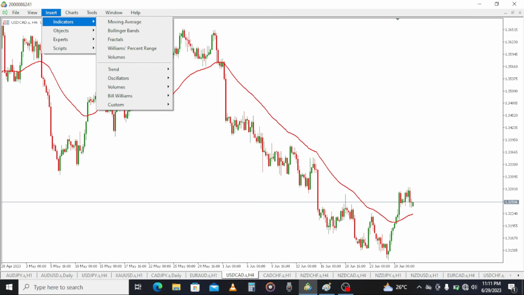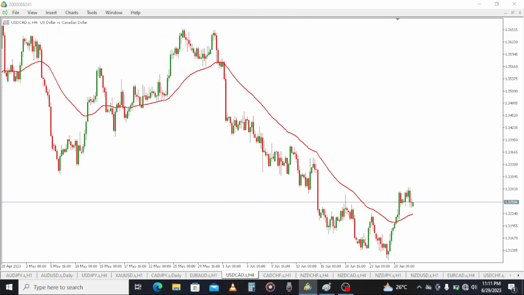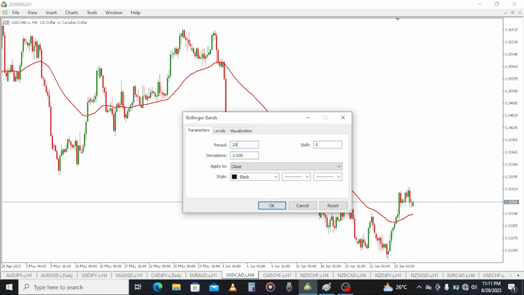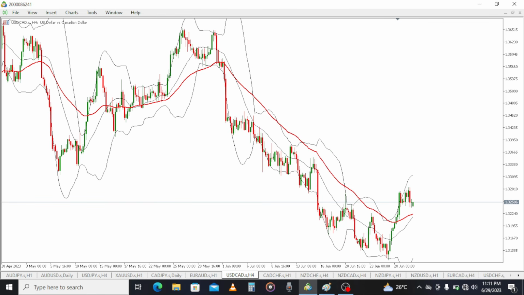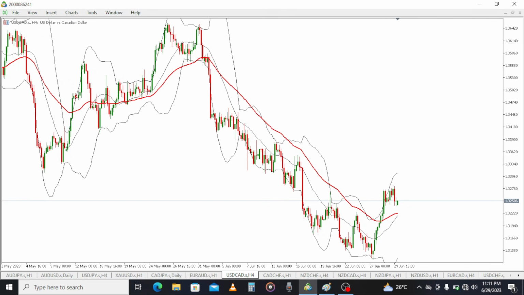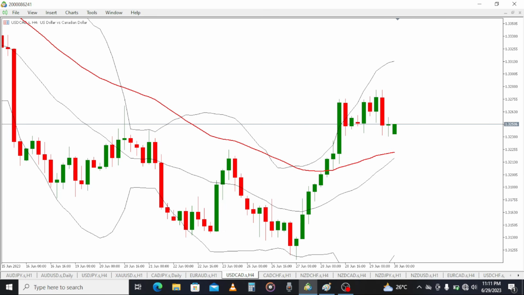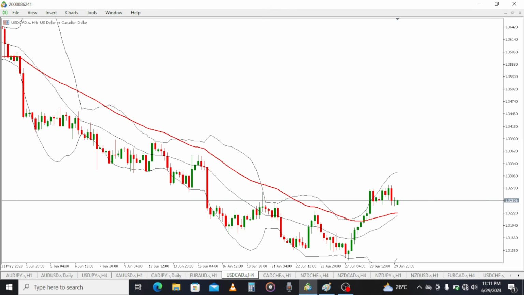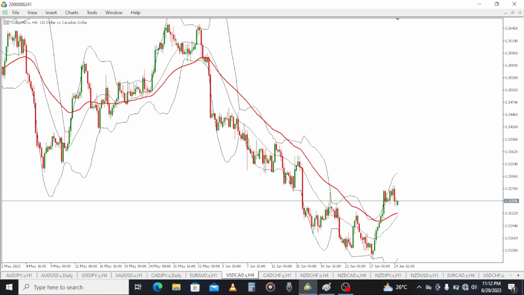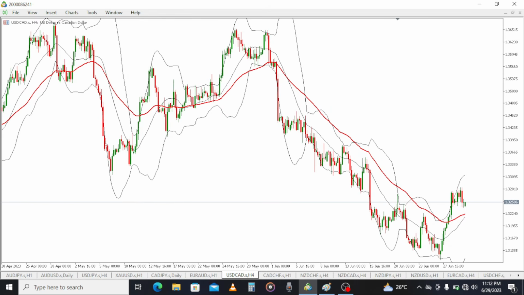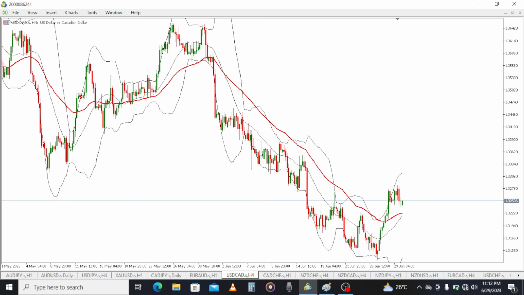Now we add a second indicator, which is the Bollinger Bands, and we set it to our default parameters. Apply to close, and black is just universal. Now as you can see, our chart is already looking a little bit messy, but don't freak out, I will explain how you'll be able to take trades in this kind of mess.